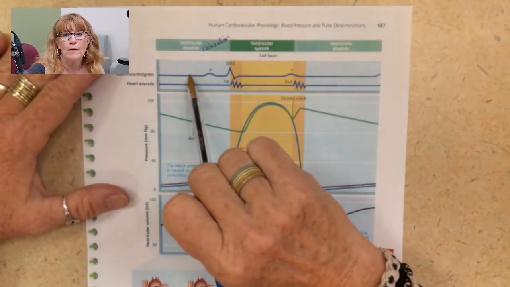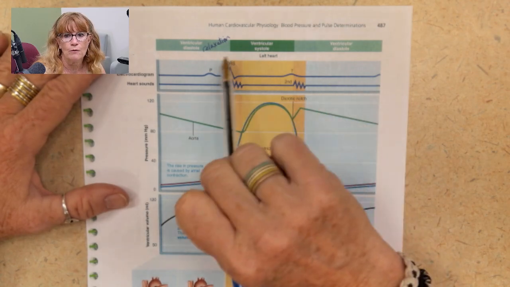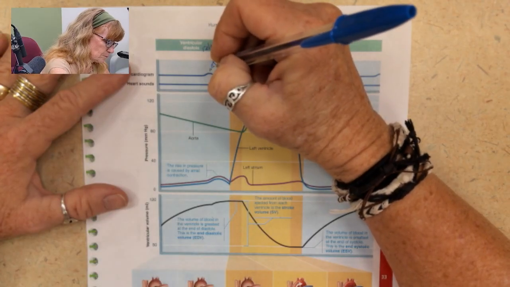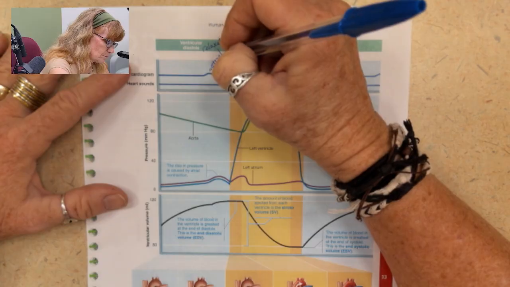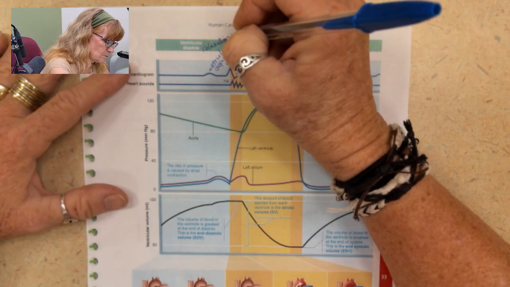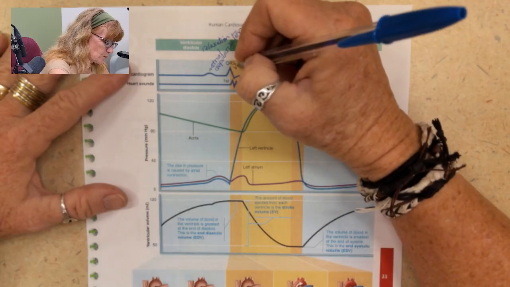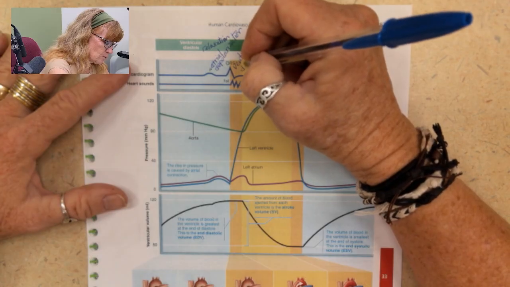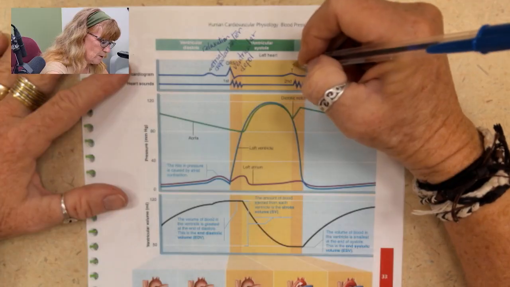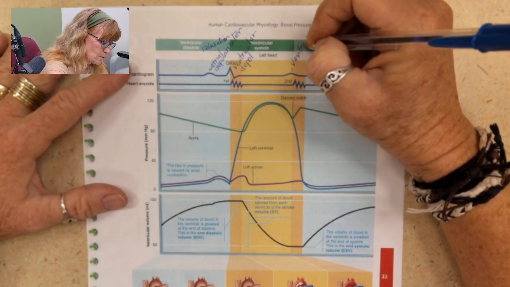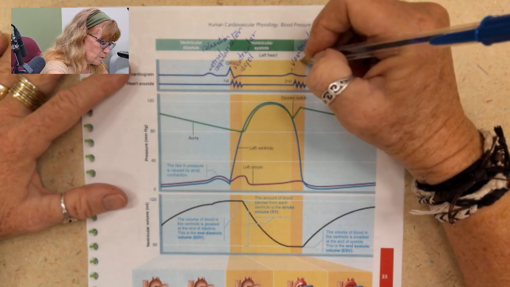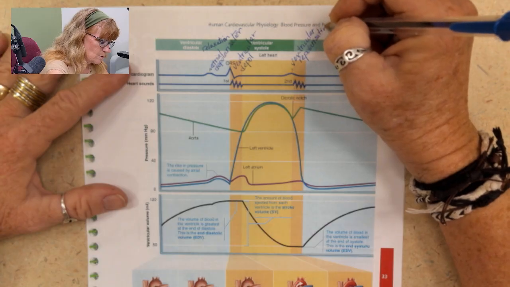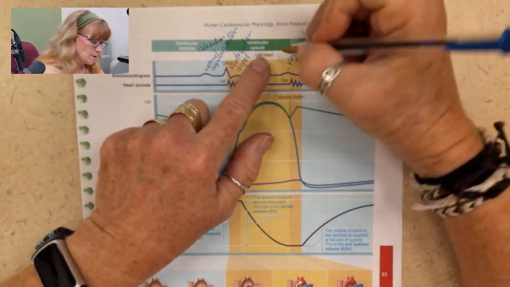We have the ECG tracing, so we have the P wave, atrial depolarization. We have the QRS complex, which is ventricular depolarization. And then we have the T wave, which is ventricular repolarization. Let's also put right here that systole means contraction.